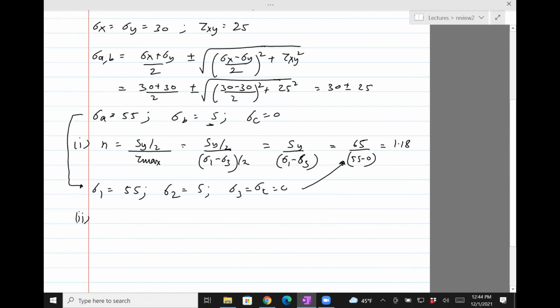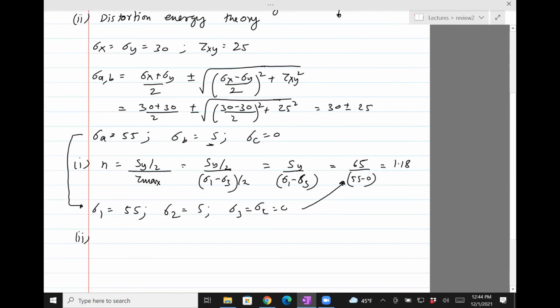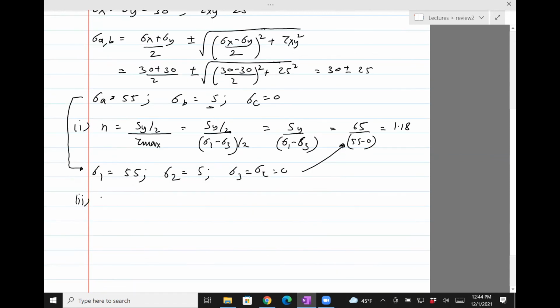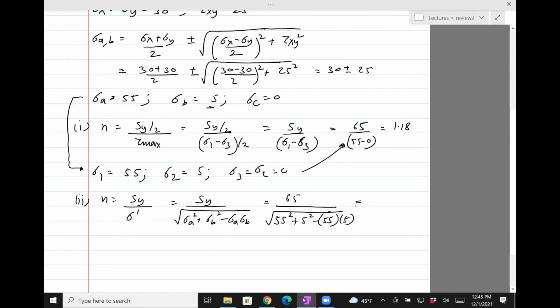So for part 2, we need to use the distortion energy theory. And that one is kind of straightforward. It says that N is Sy divided by the von Mises stress, which is the square root of sigma A square plus sigma B square minus sigma A sigma B. So 65 divided by the square root of 55 square plus 5 square minus 55 times 5. That's 1.23. So that's the answer.